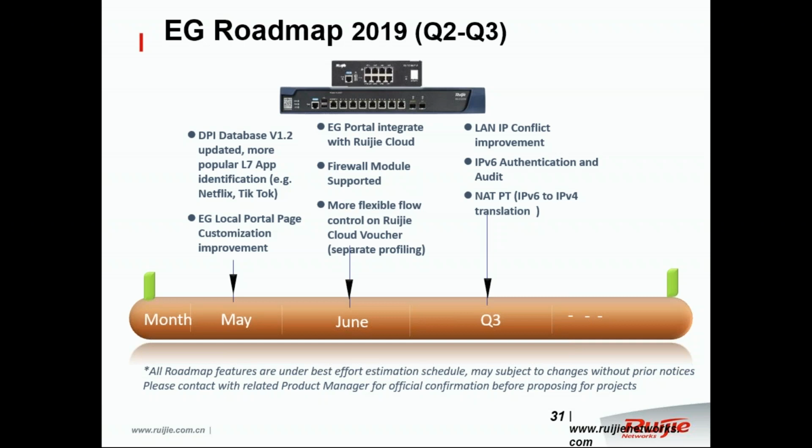So after that we do the trunk port for our EG. Okay, so we define a VLAN 500. After that, we only configure the PPPoE on the WAN port. So you already tested. We now cannot work, right? Yes. Okay.